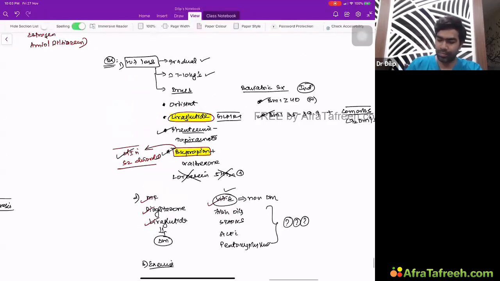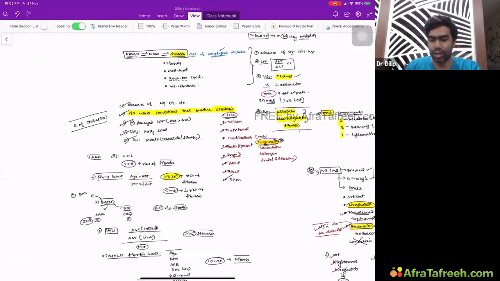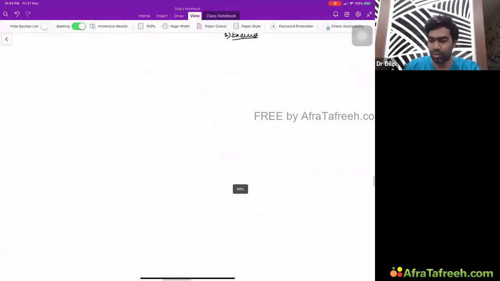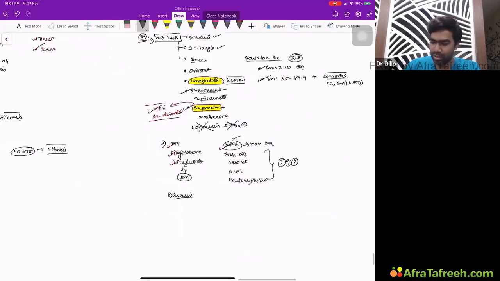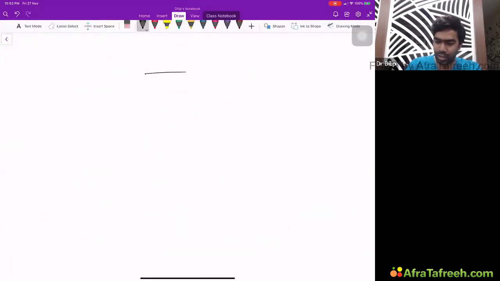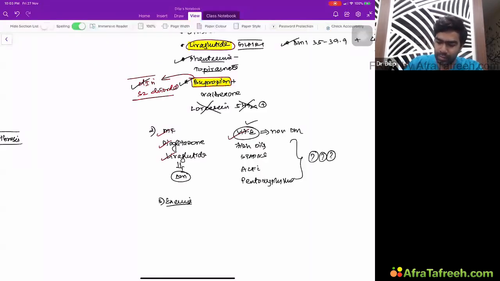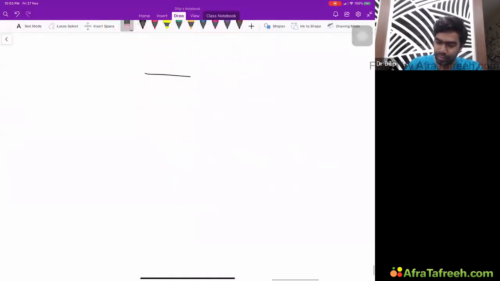So these are the important things that you need to know about non-alcoholic fatty liver disease. Remember, the most common cause of cryptogenic or idiopathic cirrhosis right now in the world is non-alcoholic fatty liver disease only. Clear. So now we are moving on to the last topic of the day, that is autoimmune liver disease.